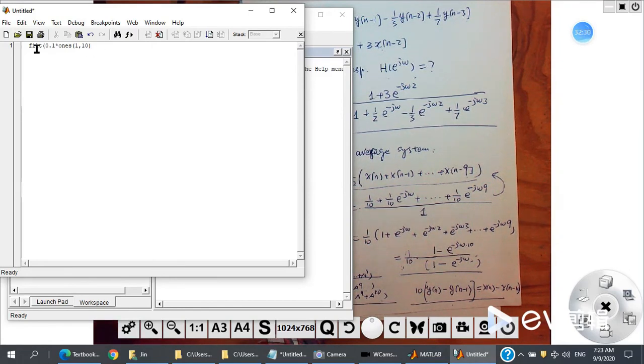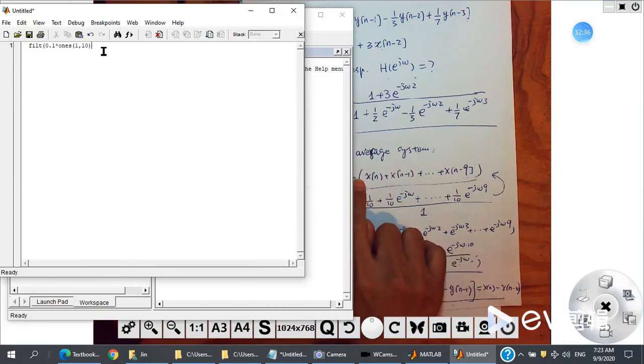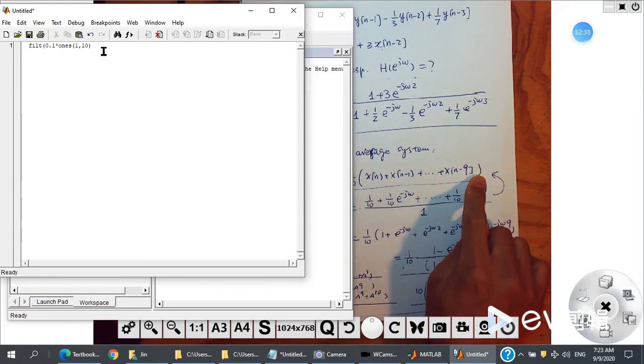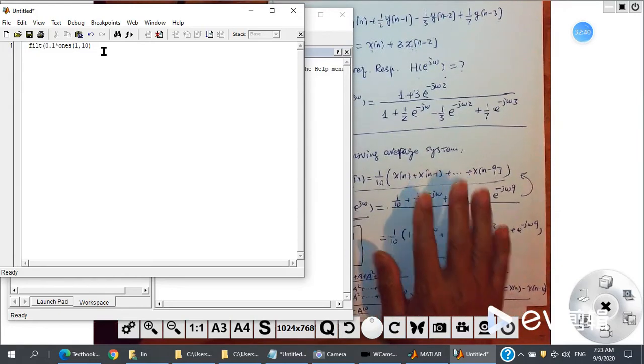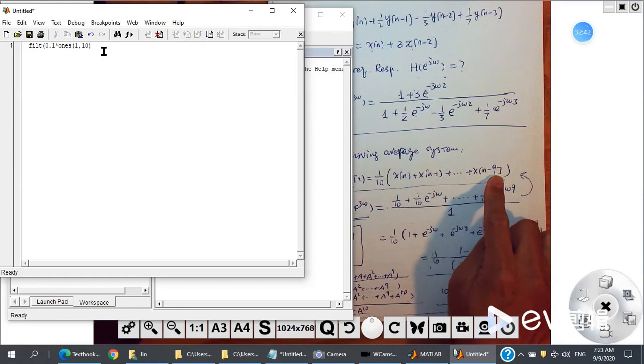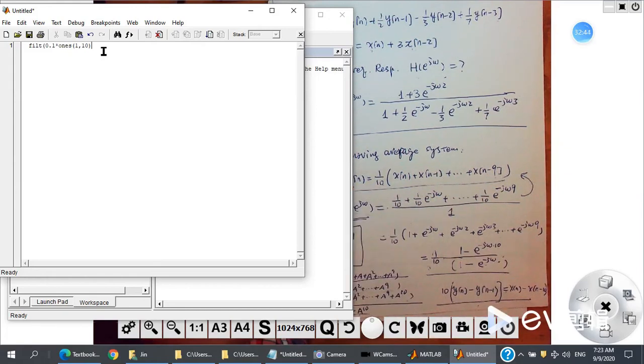And times 0.1. So actually this is just 0.1, 0.1, 0.1. Yeah, it is just this one. We can run this to see what it is. The system will give you the frequency response. We can also give a graph of it.